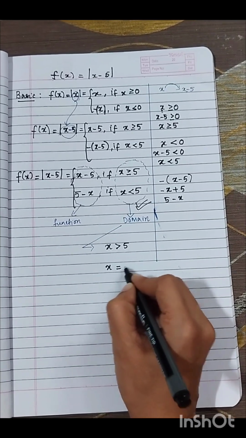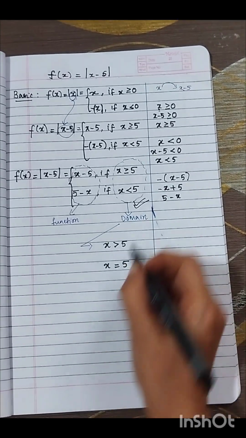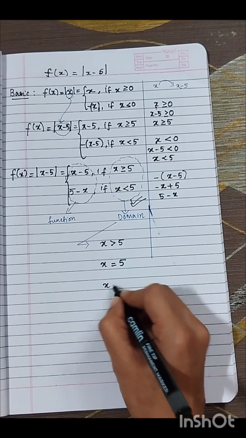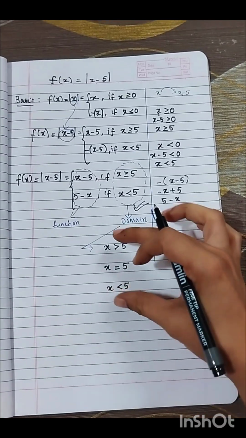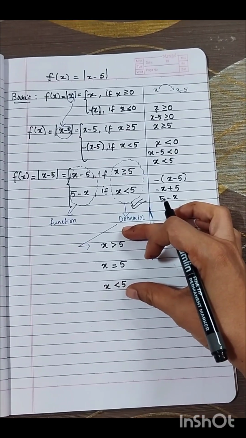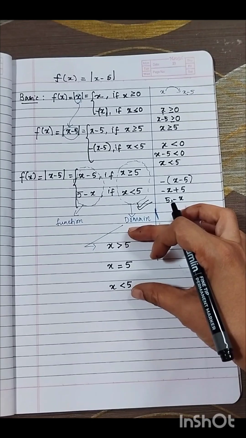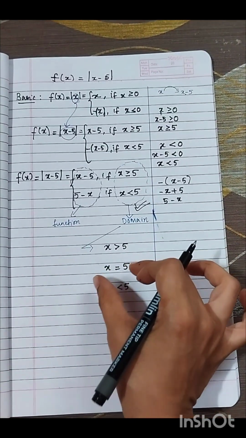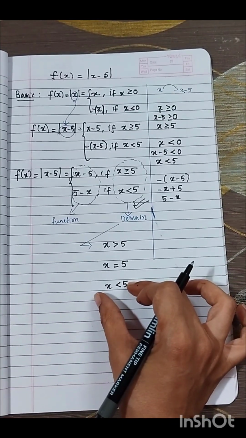One more domain is x equal to 5. And one more domain is x less than 5. So here we have 3 domains. Now we have to check continuity in each of these separately. Separately we have to solve.